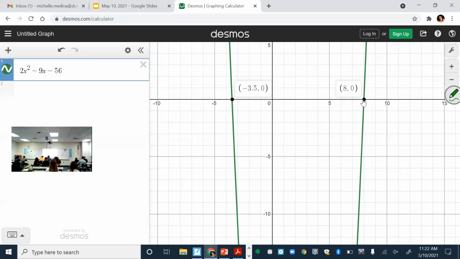Which one makes sense for measuring the length or width of something? The negative answer or the positive answer? The positive answer. I cannot measure the length or width of something and get a negative number. So it has to be this one. All right, since we're talking about real world problems, you can ignore the negative answer and only use the positive answer because it makes sense.